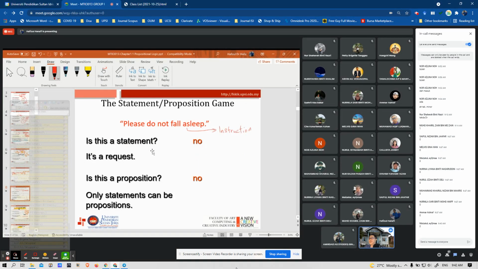Okay, is this a statement? No, of course not, because it is an instruction. It is a request. Is this a proposition? Of course not, because a proposition must be a statement, because in a proposition you must logically conclude either the statement is true or false. Only a statement can be a proposition. This one I have explained. We must think first what is a statement and what is a proposition.